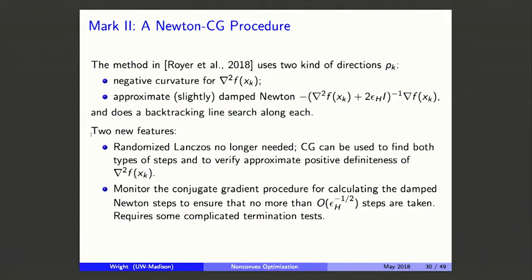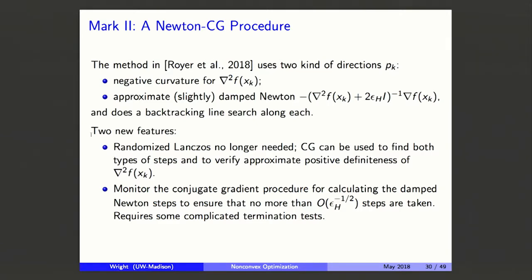So there are two new features. One is that we don't necessarily need to use randomized Lanczos anymore. It turns out we can use a randomized version of CG to find negative curvature directions, which I'll explain a little bit about in a moment. And the second is that when we're using conjugate gradient to find this approximate Newton step, we have a way of making sure that it doesn't take too many iterations. So we can force it to stop after this many iterations.